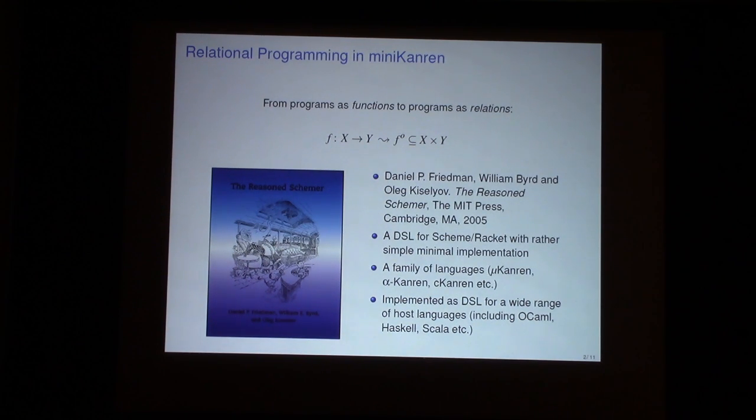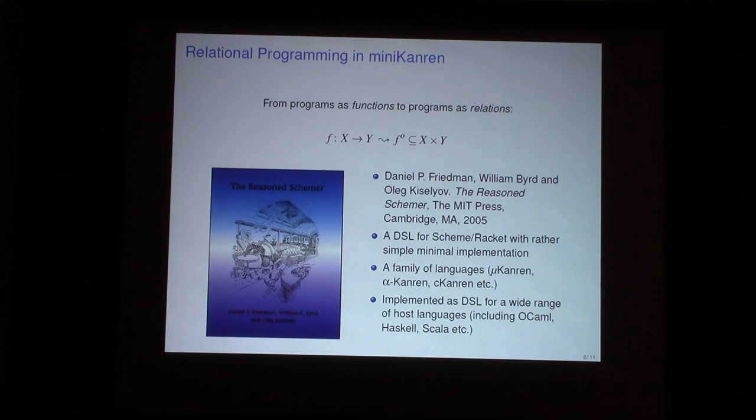There is an introductory course about miniKanren, the book Relational Scheme, by Oleg Kiselyov, William Byrd, and Dan Friedman. And miniKanren is a domain-specific language initially implemented for Scheme and Racket. And it has a rather simple minimal implementation. And also, there is a whole family of miniKanrens whose extensions introduce some new cool features into the basic language. And miniKanren has been embedded into many host languages, both typeful and typeless.